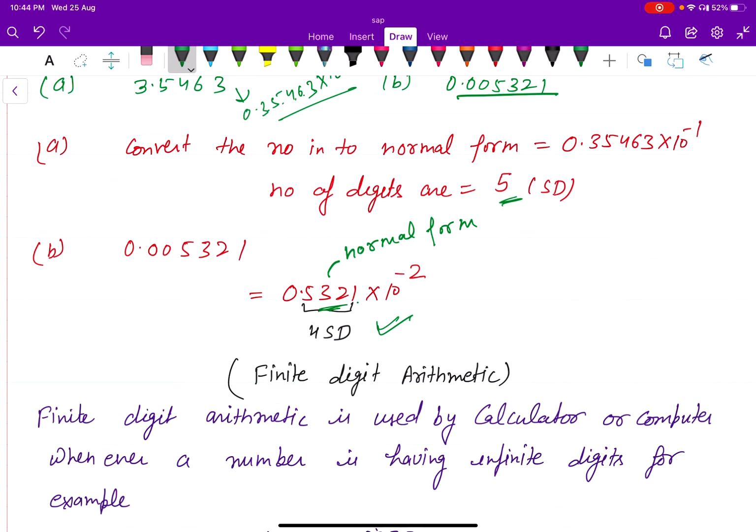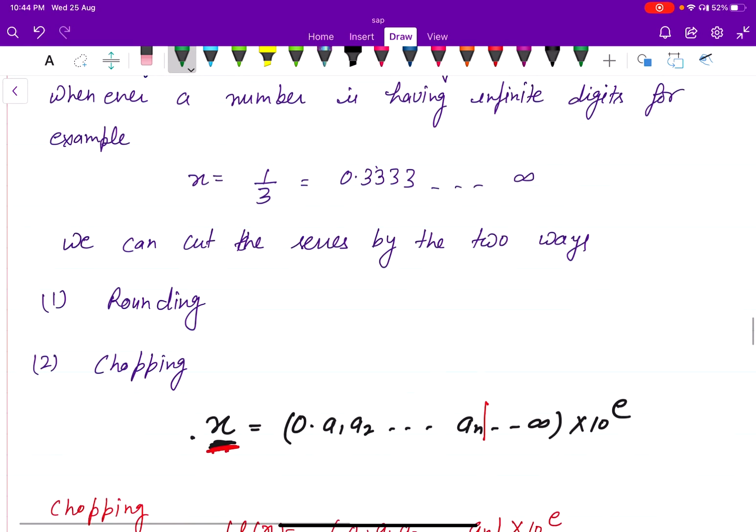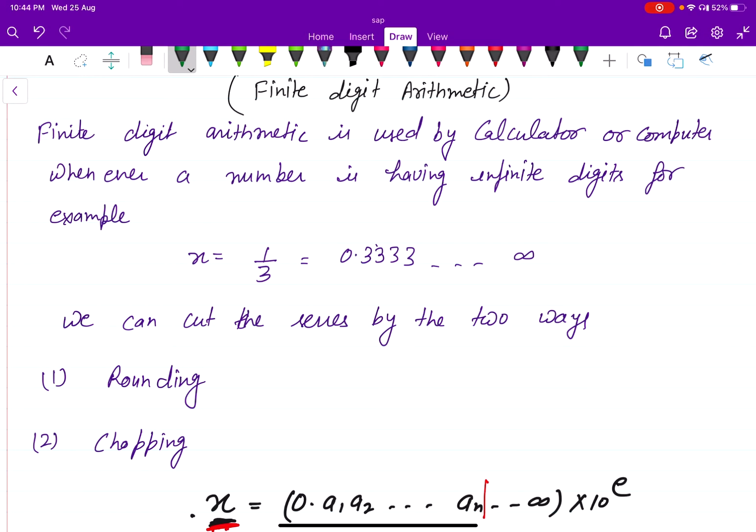Okay. Next is finite digit arithmetic. As we have already discussed, whenever we use a computer or calculator in our computation, it takes only finite digits in its system. As we have already discussed, x equal to 1 by 3, and if we want to use 1 by 3 in our computation, then we have to fix the digits of 1 by 3 up to some fixed number. Whenever we fix our digits, there are two procedures for cutting our series after n digits. One is rounding and another is chopping.